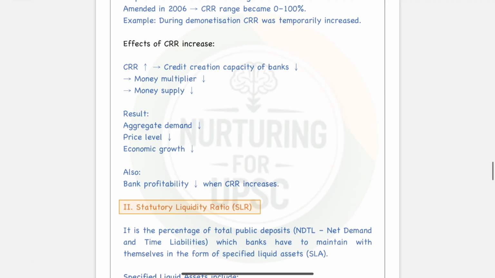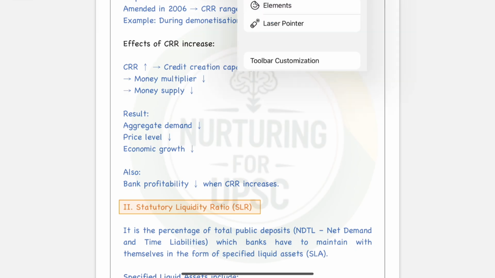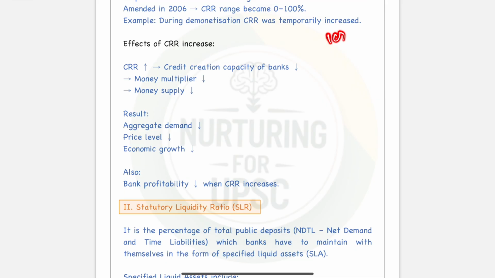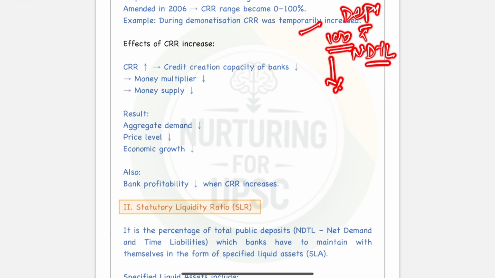So what happens if, let's say, there are 100 rupees of deposits, I'll use the other one so that my handouts are cleaner for you. So if, let's say, there is 100 rupees deposits, NDTL, net demand and time liabilities, with the bank, which are like the deposits with the bank. So what they want to do, they want to monetize it, and they want to earn interest from the assets. So what they would do, they would want to lend part of it.